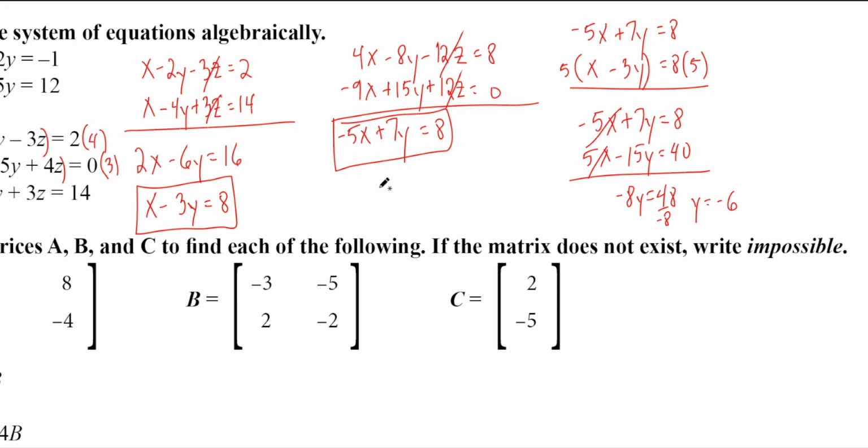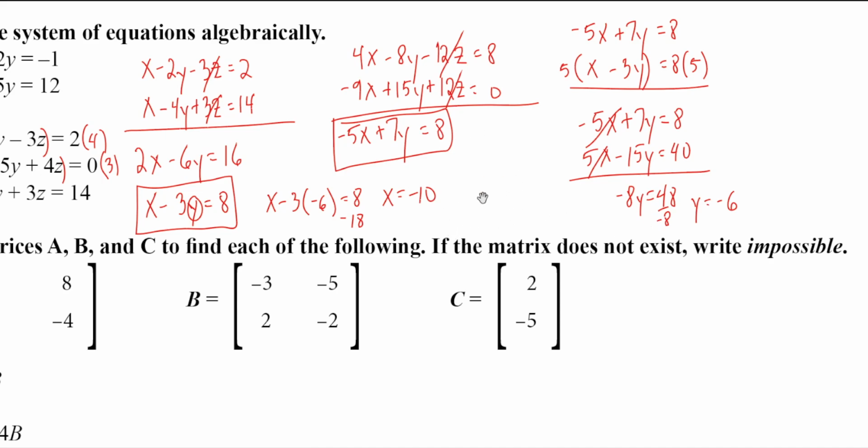I got a y, so let's find an x. All right, so let's put that y into this one right here, and then we can solve for x. So x minus 3 times negative 6 equals 8. This is going to be what? A positive 18. So how do we get rid of a plus 18? Subtract an 18. So x, put it right here, x is what? Negative 10. Is that the answer? Yep.